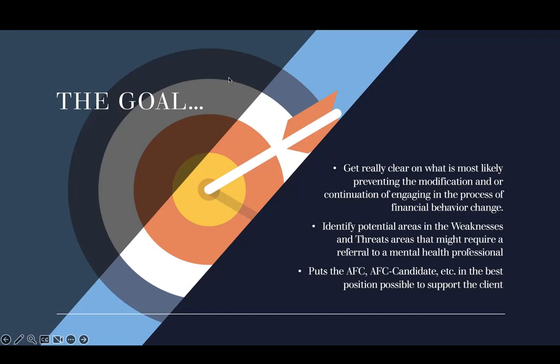I've been racking my brain, but you've only been treating one part of the entire equation that makes up the ecosystem of this client. Yes, ego kicks in. And so we want to identify the potential areas and the weaknesses and the threats, because those are the pieces that will require most help, but sometimes it can also require referral to a mental health professional. And then it puts you, the AFC candidate, the CFP, whatever letters you have behind your name as a financial professional, in the best position, as I said before, to support the client.